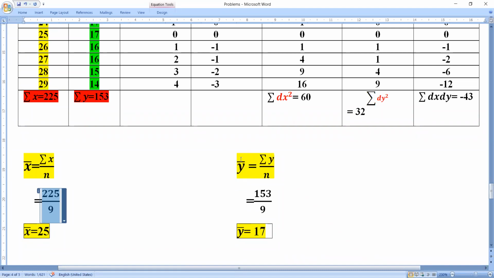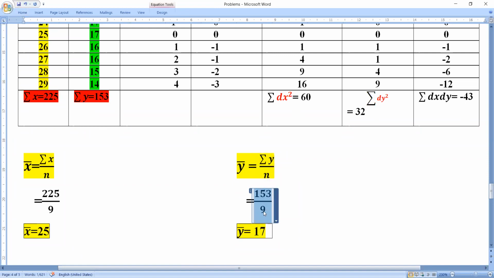So Y bar equals sigma Y divided by N. What is the sigma Y value? The sigma Y value is 153. What is the number of values here?